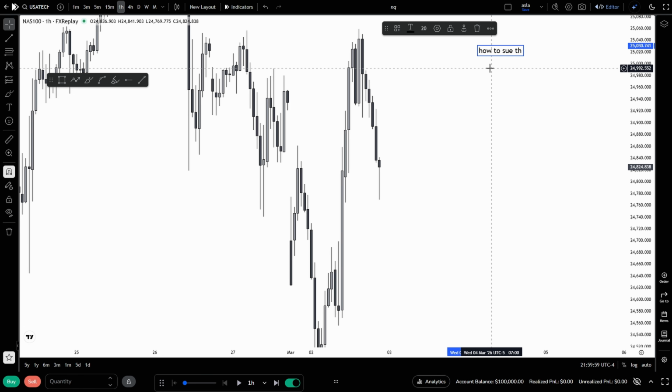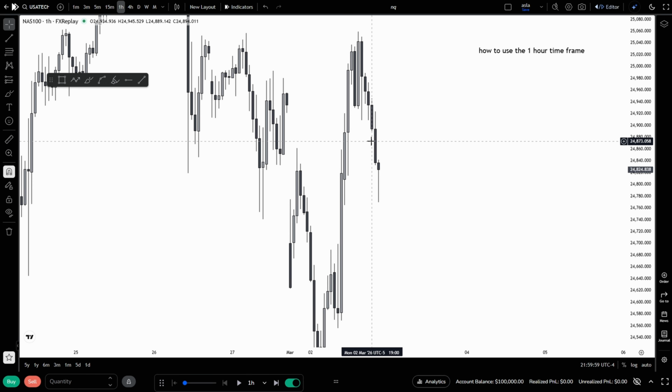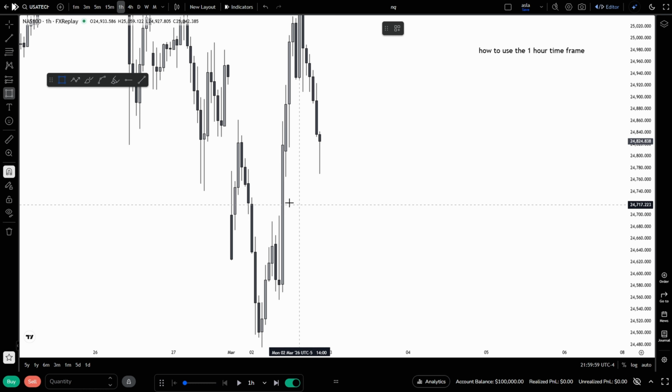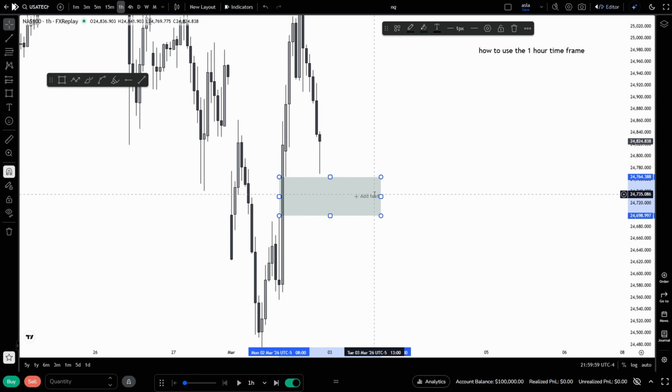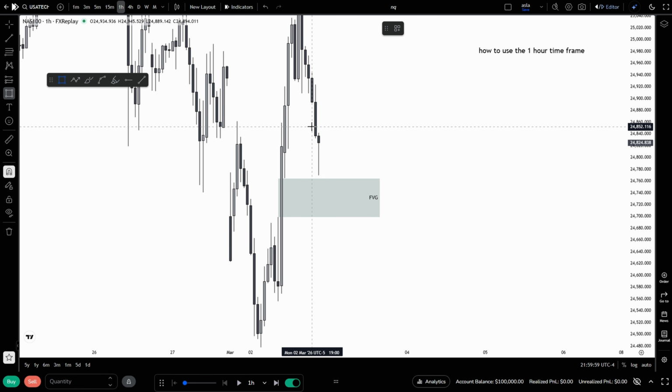Starting from a top-down perspective, if you look at the chart during the Asia session, what do we have? We are on the 1-hour time frame and we can clearly see two fair value gaps. So the first thing I do is mark out both of those fair value gaps because those are my key areas where price can react from.